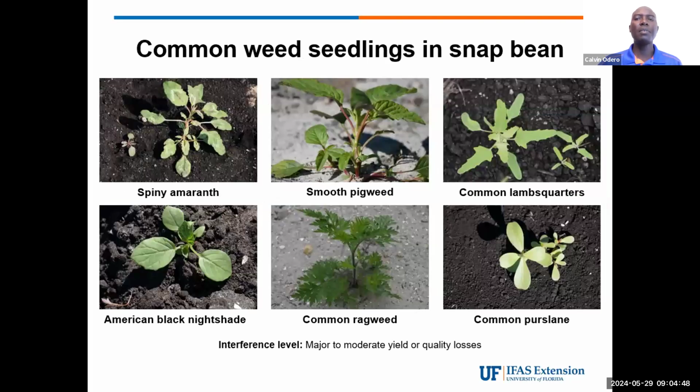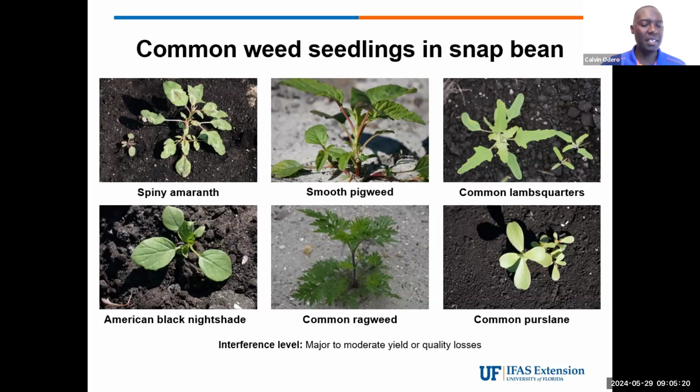So some of the common weeds, I put pictures here of weed seedlings because it's important to know how to identify weeds at this stage, because this is when they're most vulnerable or susceptible to control with most of the herbicides that we have. Several annual broadleaf weed species are a problem in our bean fields, and these would include several Amaranthus species. The first one I have here is spiny amaranth, which usually has an erect stem.